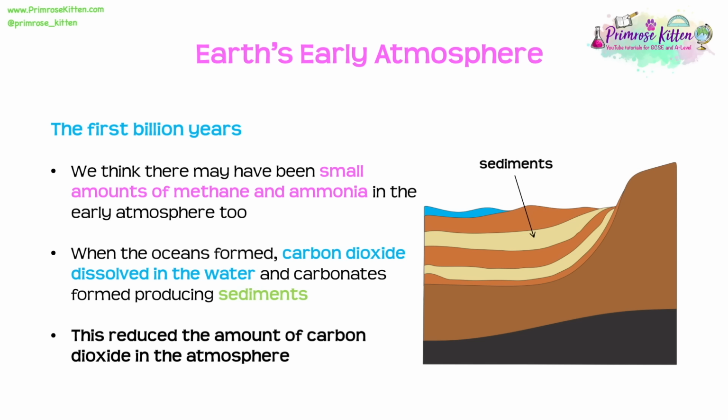We think that back in those first billion years, as well as all these other gases, there were also small amounts of methane and ammonia present in the early atmosphere. Now, as the oceans formed when that water vapour condensed, the carbon dioxide that was present in the atmosphere ended up dissolving in the water, and carbonates formed, producing sediments under the ocean. Now, this reduced the amount of carbon dioxide in the atmosphere, and we're now on the way to forming our modern atmosphere.